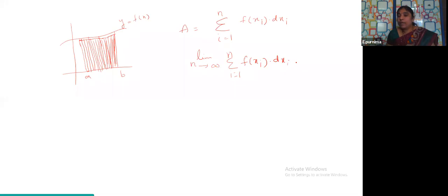Okay, so this is the basic idea behind our integration. We are adding up all these areas to get a more accurate value, very close to the exact area. Only a minute difference may be there, which can be neglected. So we reach a value very close to the exact one. That is the basic idea of integration here.